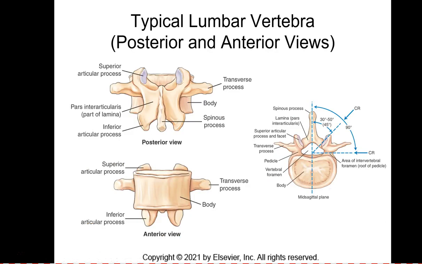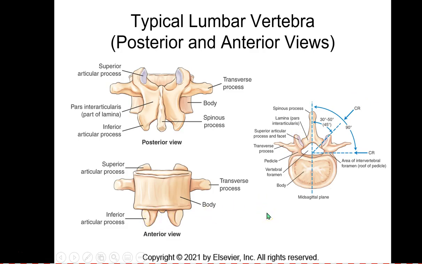Similar to the cervical and thoracic vertebrae, the lumbar vertebrae also have 4 articular processes that project from an area of the junction of the pedicles and the lamina. So let's look at that here. So where the pedicle meets the lamina, you've got a superior articular process on the top and an inferior articular process on the bottom.